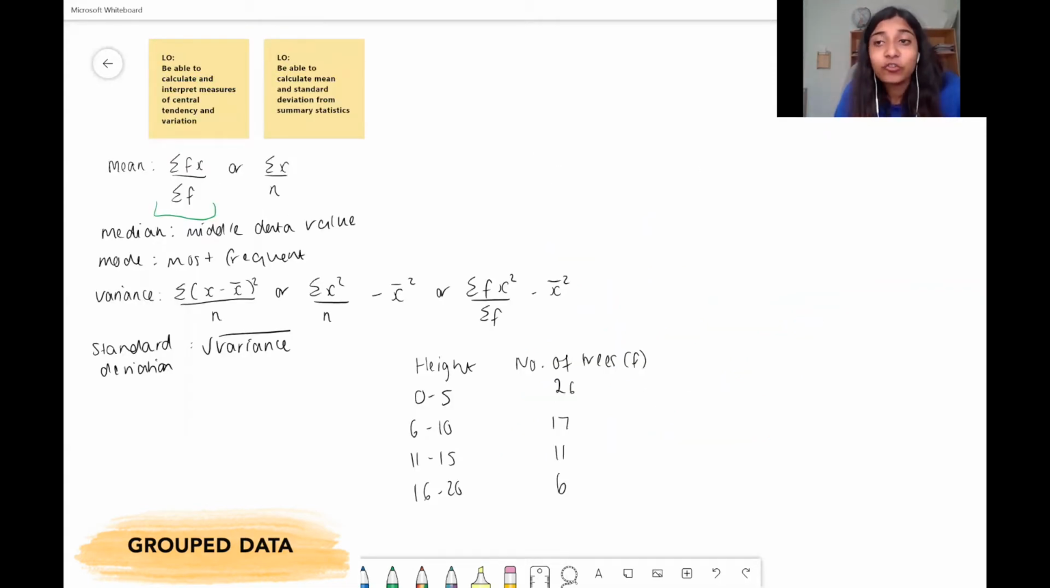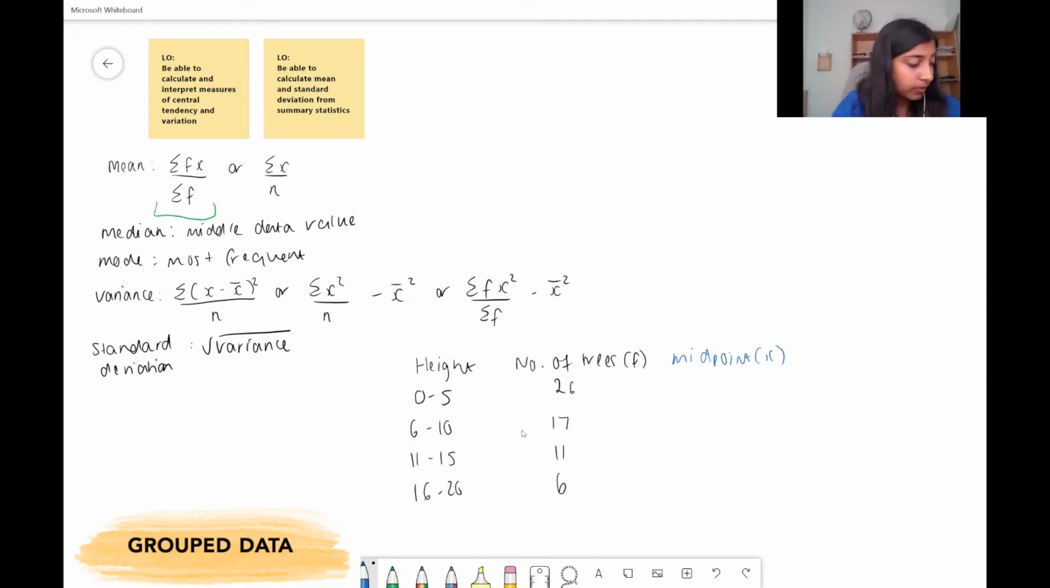So if you have group data, like we've got over here with the height and number of trees, in order to find the mean, you want to use this formula here of the sum of fx over the sum of f. So to do this, you need to add another column to your table, which is your midpoint, which you can also call your x value.